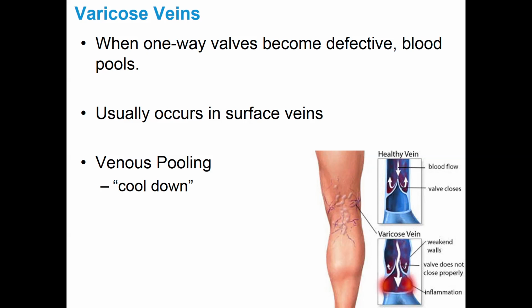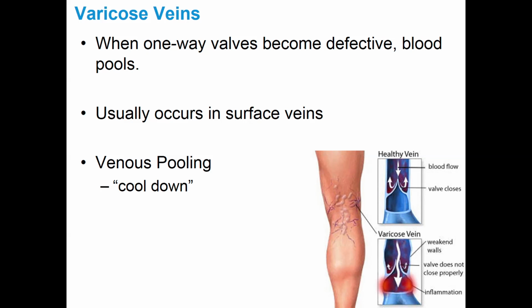And the reason they occur in surface veins is there's simply less lying atop them. There are less structures superficial to them to help reinforce that vein. So you have essentially just some layers of fascia and skin atop those surface veins, and so there's not a whole lot reinforcing that vein. As opposed to a deeper one, there's muscles sitting on top of it or sitting around it, and so that helps reinforce that tunica externa.